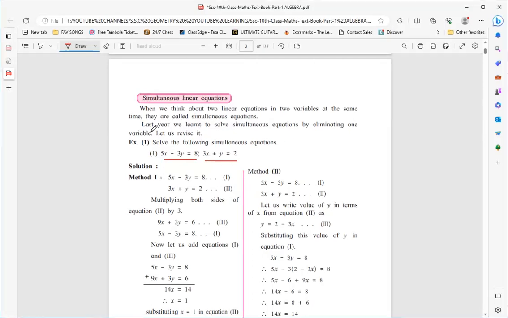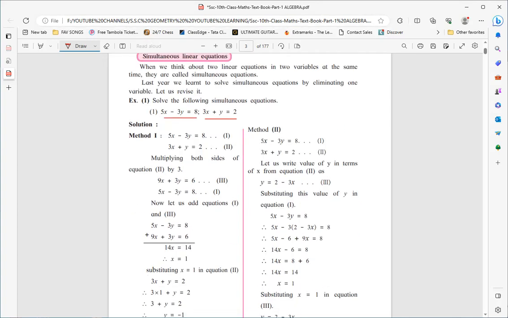Okay, so you might have already studied last year how to solve these simultaneous equations by eliminating one of the variables. So I'll just take these two equations and show them to you on a whiteboard. Okay, here we have this particular example solved. We can have a look here.